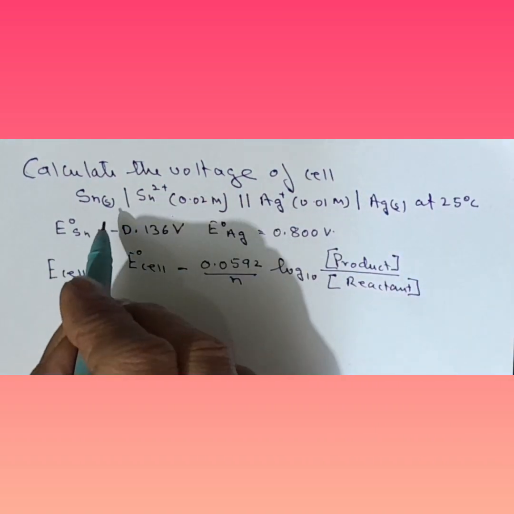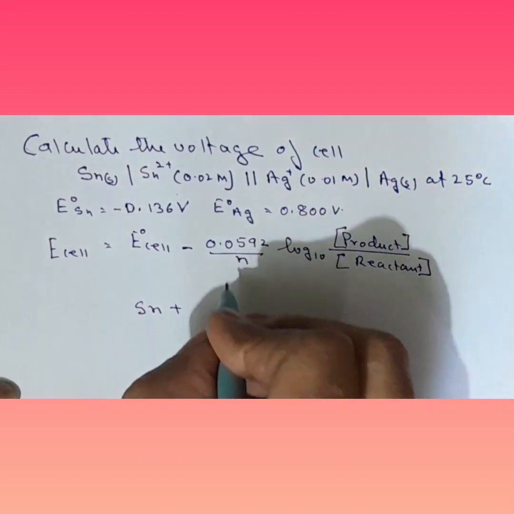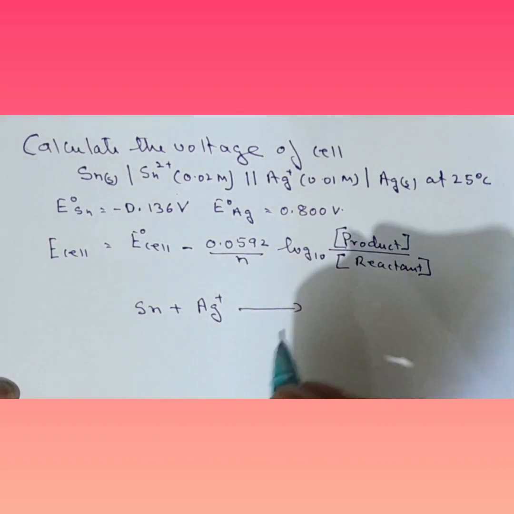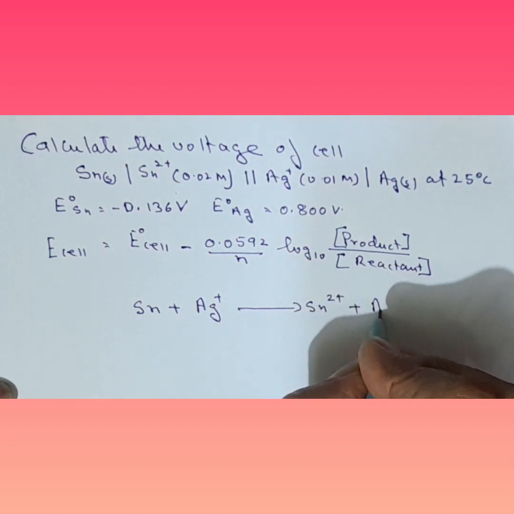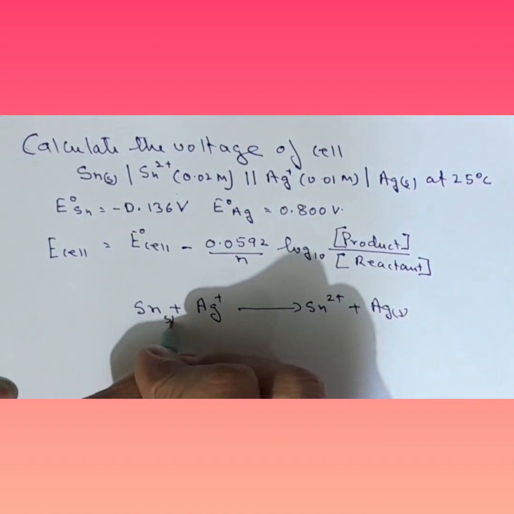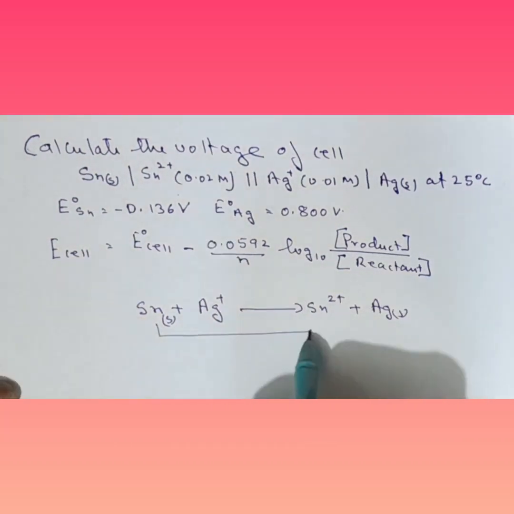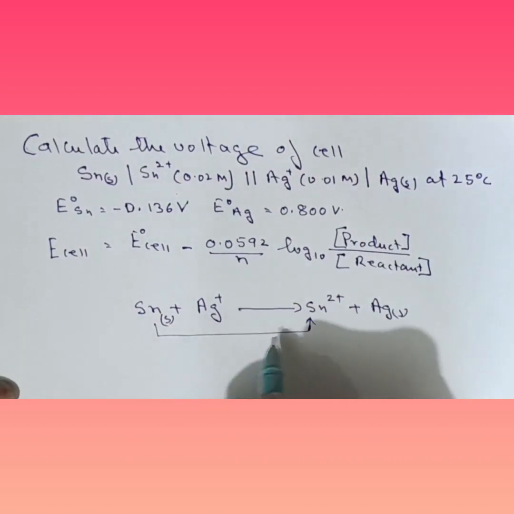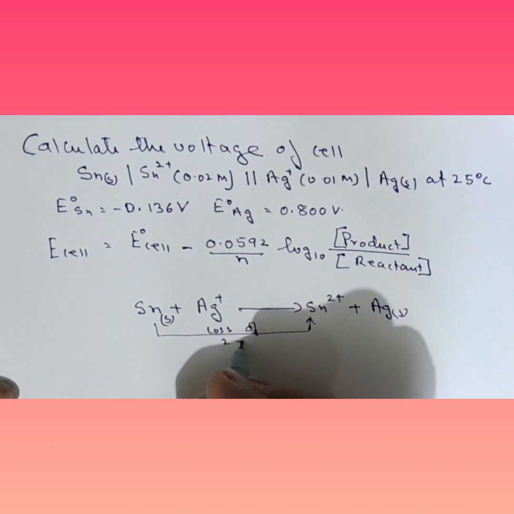Alright, I would just write the ionic reaction. So Sn plus Ag plus gives Sn2 plus plus Ag solid. Here Sn is solid, here Ag is solid. Another interesting thing is, if you see Sn to Sn2 plus, obviously it's oxidation, as it's the anode, and there is a loss of 2 electrons.